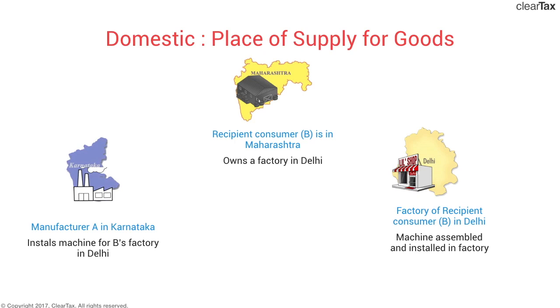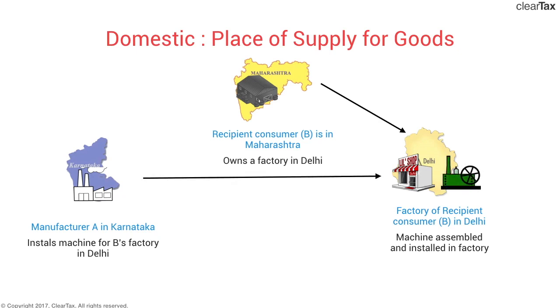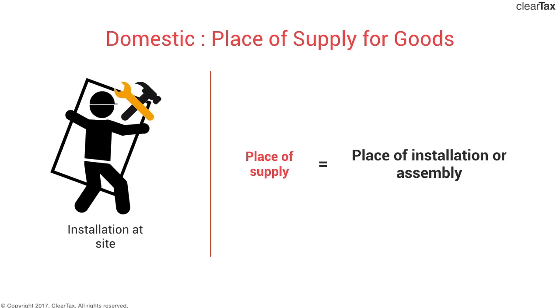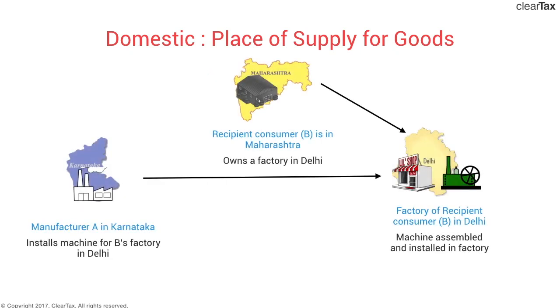Let's bring back our example. The manufacturer A is in Karnataka. The recipient consumer B is in Maharashtra, but he owns a factory in Delhi. The manufacturer A has to install a machine for B's factory in Delhi, and the machine is assembled and installed on site in the factory in Delhi. In this situation, you can easily guess. Simple logic, the place of supply would be nothing but the place of installation or assembly of the goods. In our example, the place of supply would be the factory in Delhi.